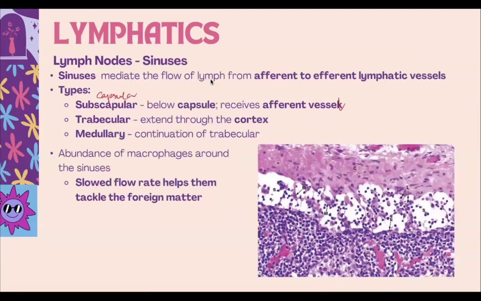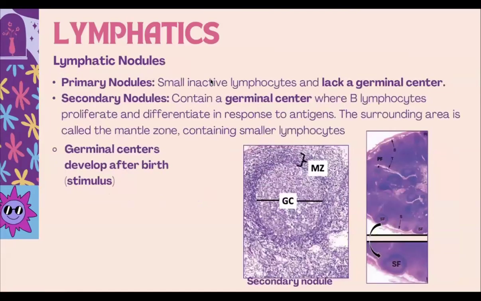Around the sinuses, you have a large variety of macrophages and immune cells. As the lymph is flowing through the sinuses, its movement is slowed down, and some macrophages can attack whatever microbe is there at that point. And this again is another image to show you the sinuses.